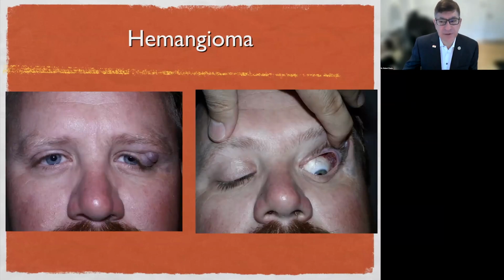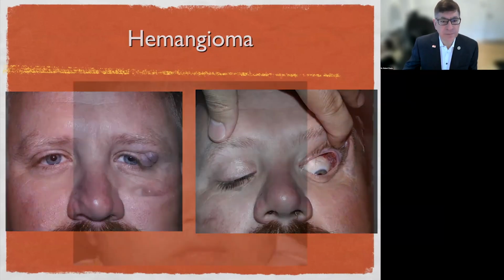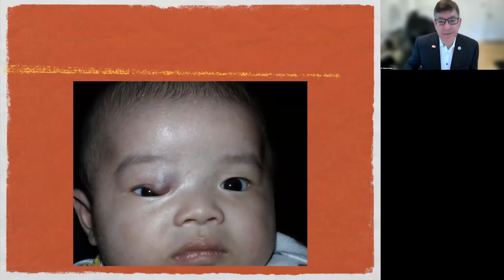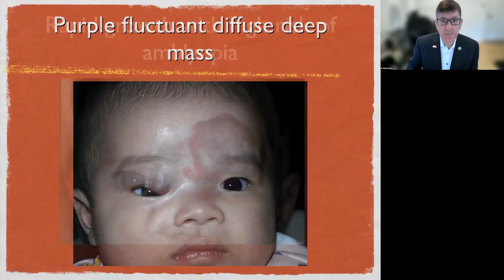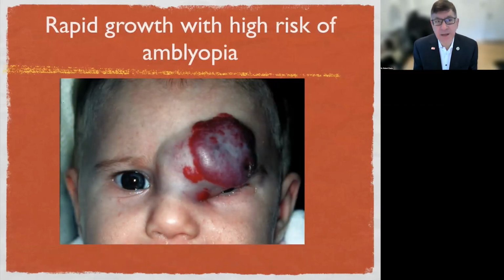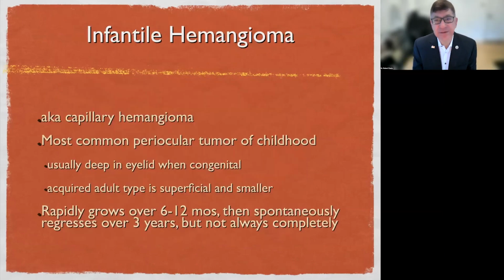Here's another example of a larger hemangioma, and a slightly different version in a child. How would you describe this in this child? I'm going to describe this as a purple, fluctuant, diffuse, deep mass. These can have rapid growth with a high risk of amblyopia. This is infantile hemangioma, used to be known as capillary hemangioma.